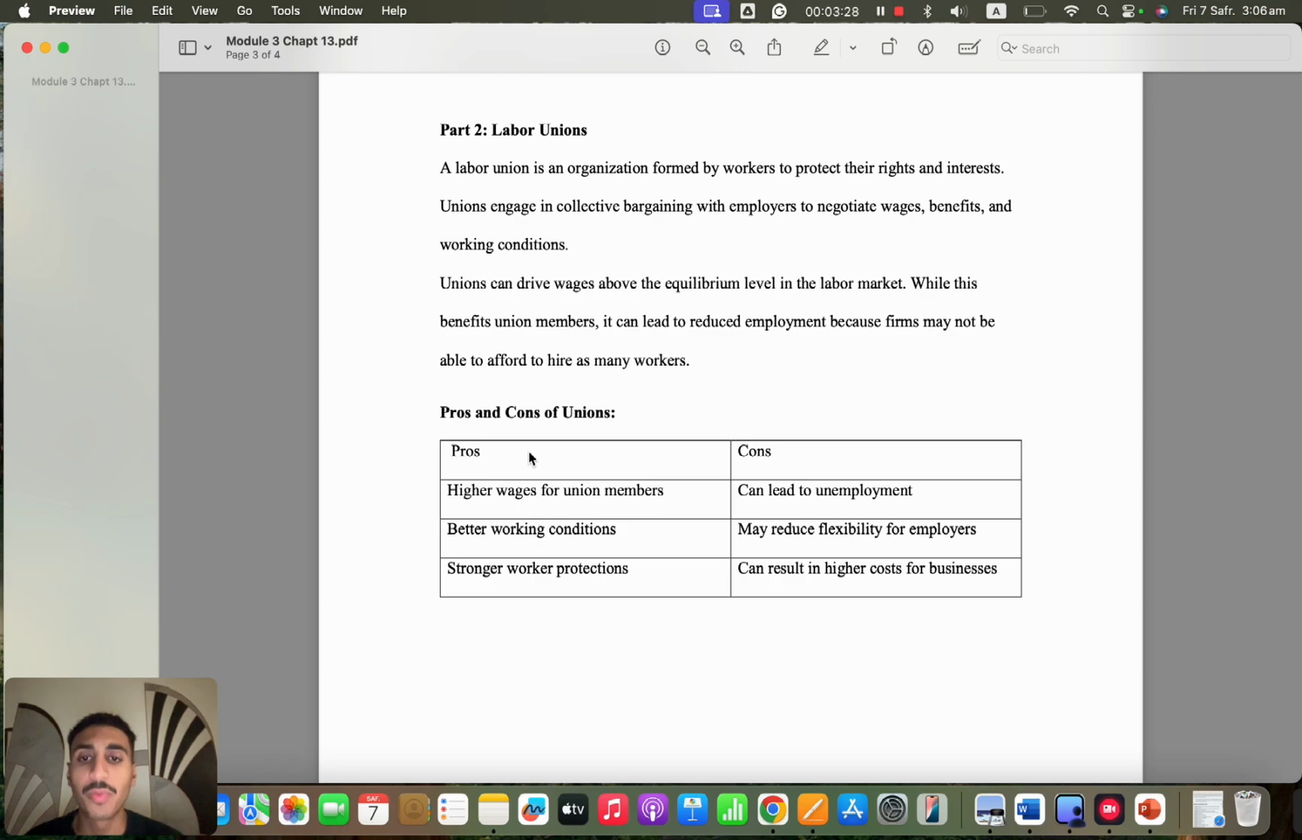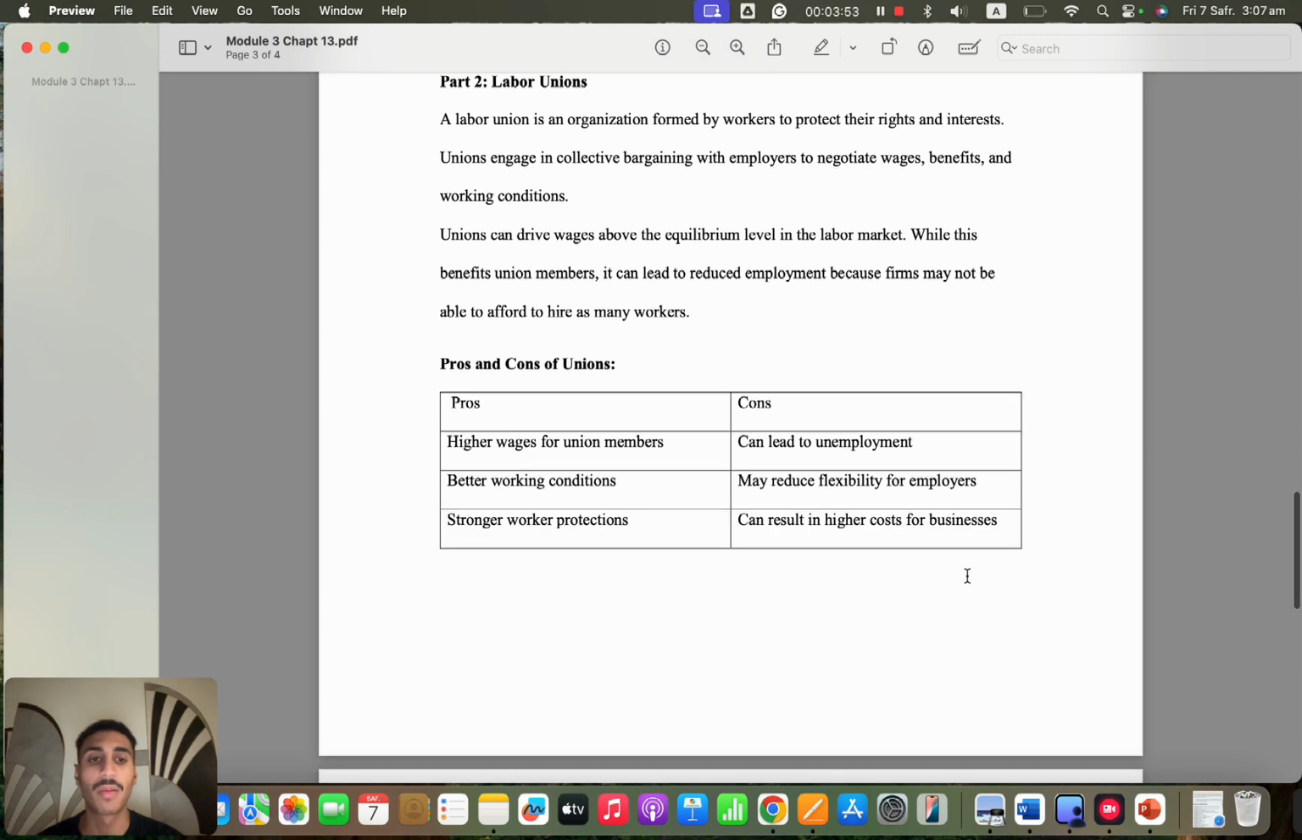Here is a table that discusses the pros and cons of unions. Some of the pros are higher wages for union members, better working conditions, and stronger worker protections. While on the other hand, some of the cons are leading to unemployment, may reduce flexibility for employers, and can also result in higher costs for businesses.